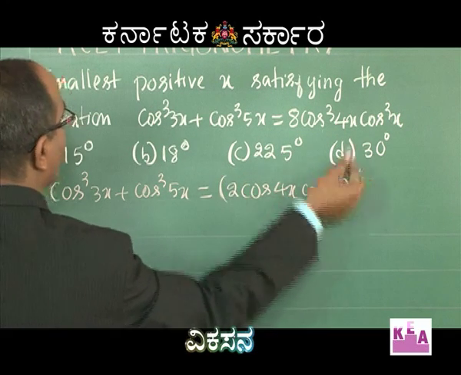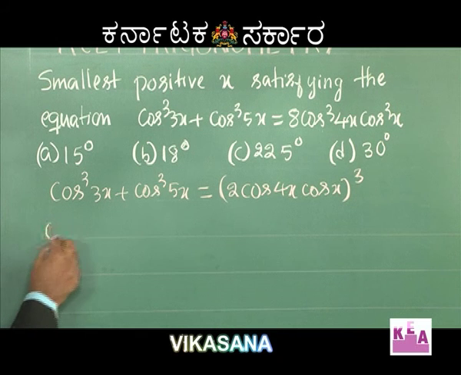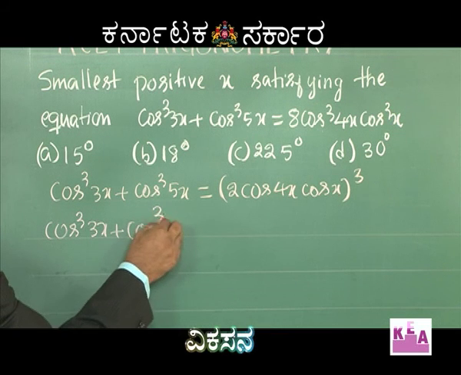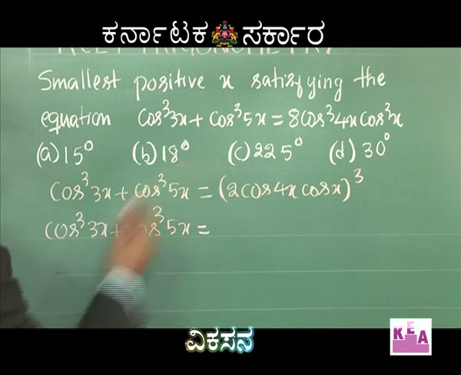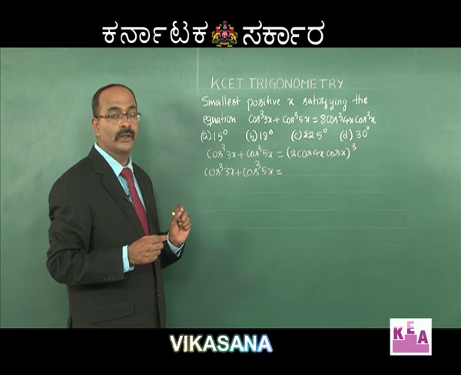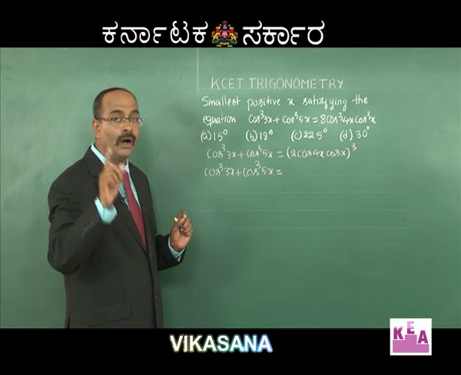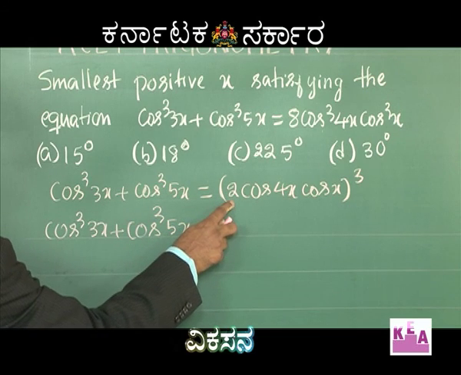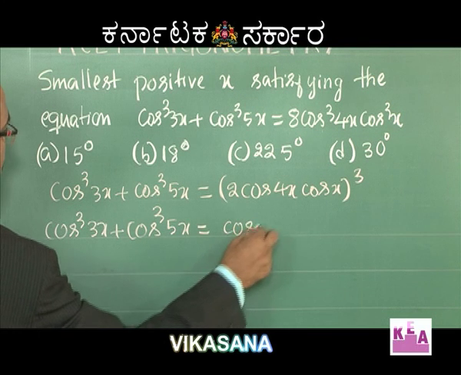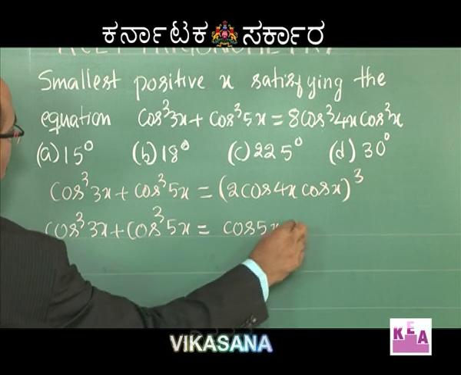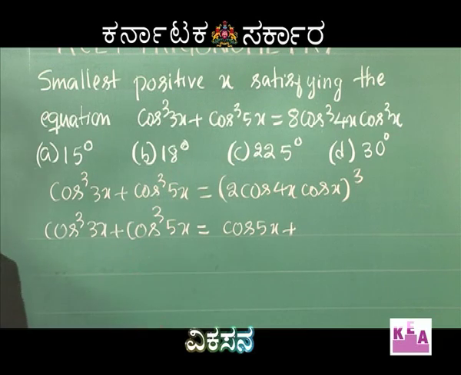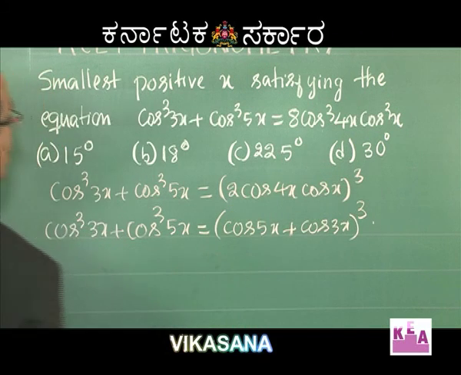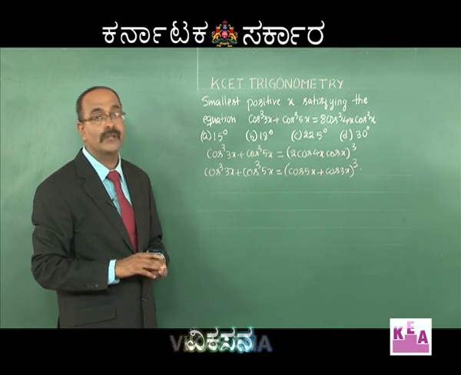Do you agree with me? Right. So now we can rewrite this as cos cube of 3x plus cos cube of 5x is equal to, what is 2 cos A cos B? Cos A cos B is given by half of cos of (A plus B) plus cos of (A minus B). That means the 2 you can straight away remove. You can write it as cos 4x plus x, that is 5x, plus cos 4x minus x, that is cos 3x, whole cube. I hope you have understood this, dear students. That is the basic transformation formulae.